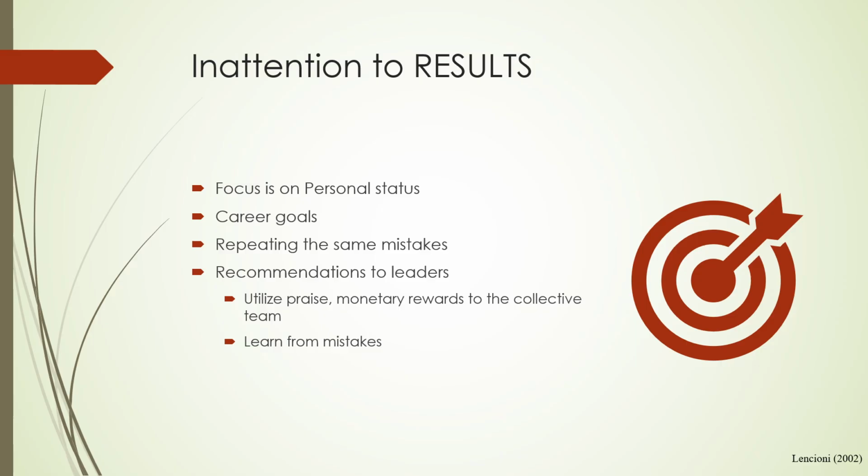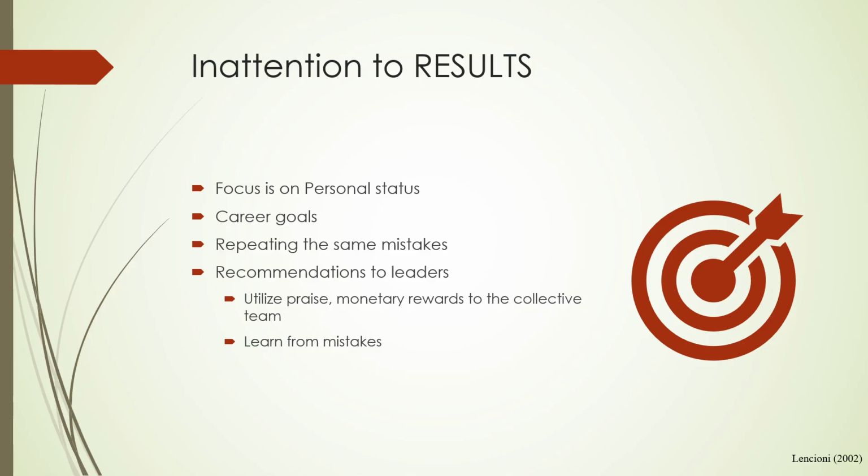Now, last but not least, of the five dysfunctions of a team is inattention to results. This is where a team member or team members are focusing on just their personal status. They're focusing on career goals rather than organizational goals. And something that's happening in this organization is that there's a repetition of the same mistakes that have already happened.